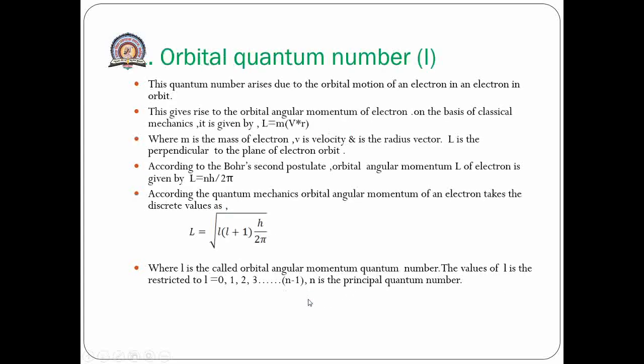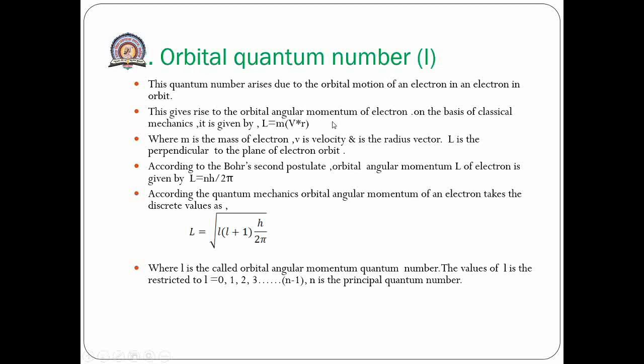The next quantum number is the orbital quantum number. It is represented by the small letter l. These quantum numbers are used to determine the shape of an orbit, that is, whether it is spherical, dumbbell or double dumbbell. This quantum number arises due to the orbital motion of an electron in an orbit. This gives rise to the orbital angular momentum of an electron.